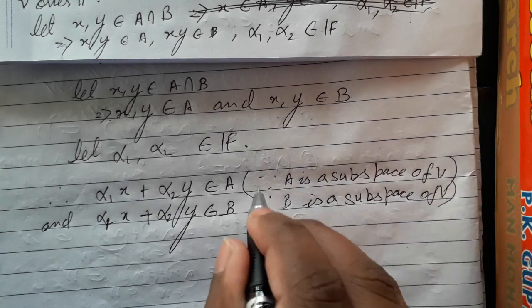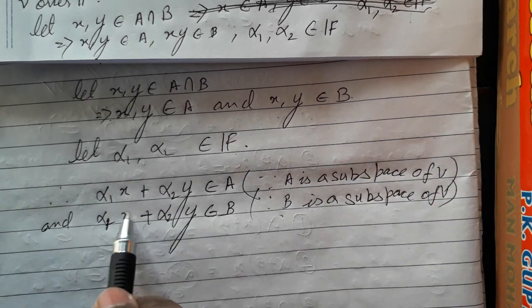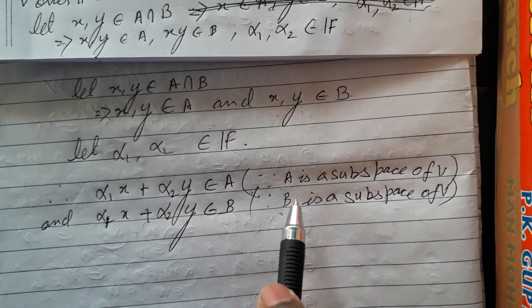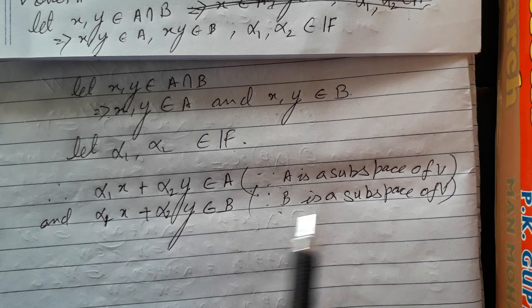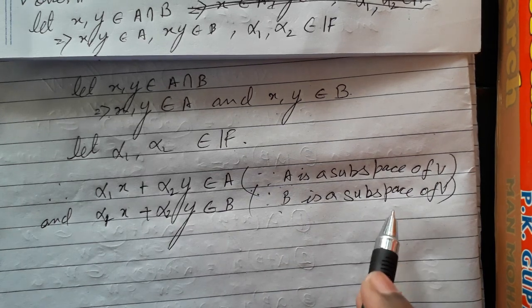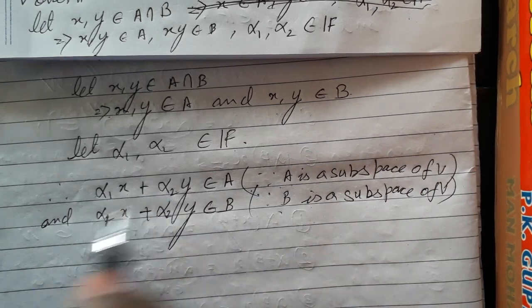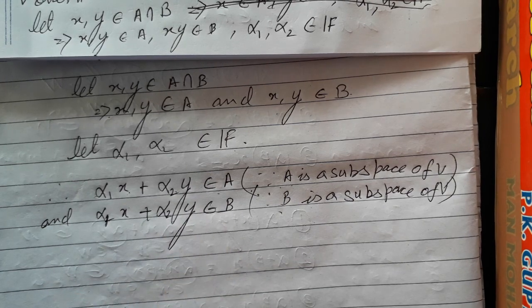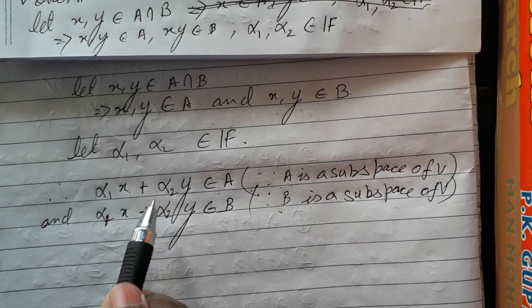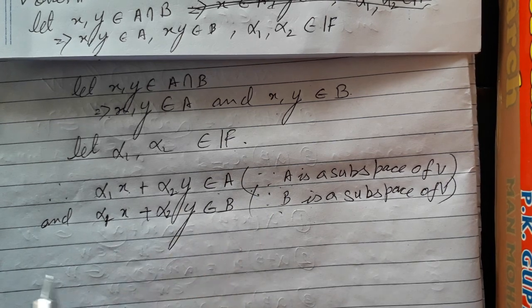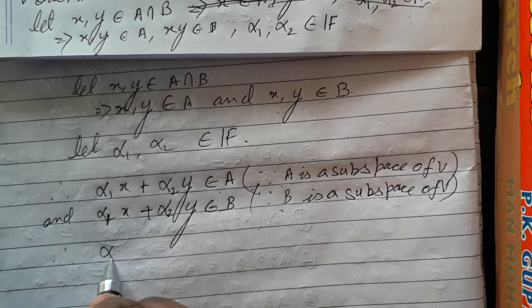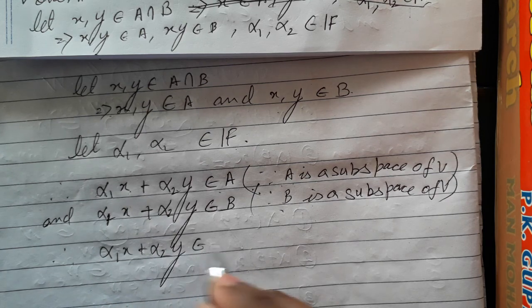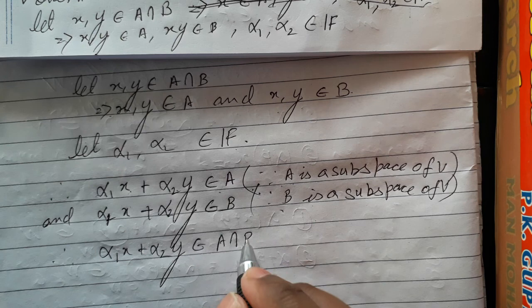So we got this belongs to A, as A is a subspace of V, and this also belongs to B, since B is a subspace of V. Now these are the same element. The same element belongs to A as well as to B. So this means this element will belong to A intersection B. Therefore alpha 1 x plus alpha 2 y belongs to A intersection B.